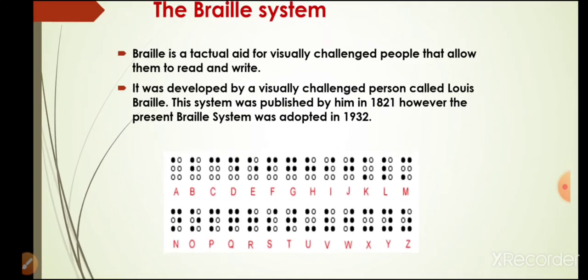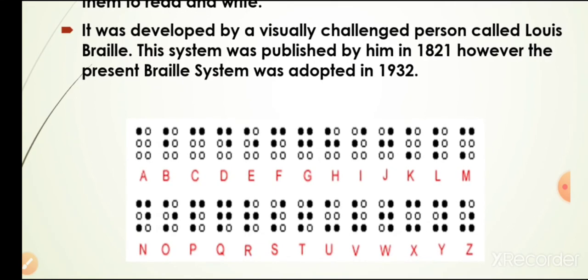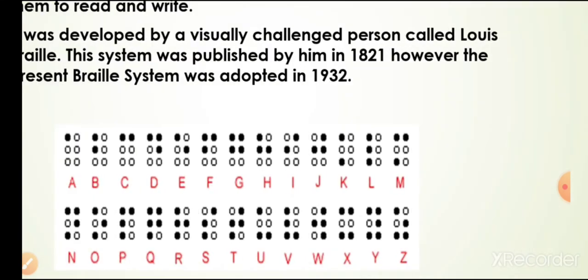Now, you can see this is the Braille script. Students, you can see here the dots. These dots are arranged in cells of 2 vertical rows of 3 dots each, and a reader needs to touch the Braille script to read it.